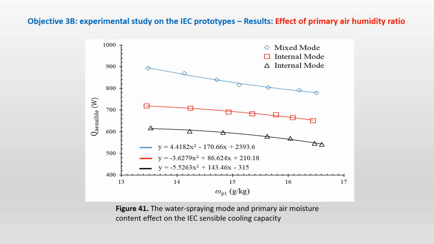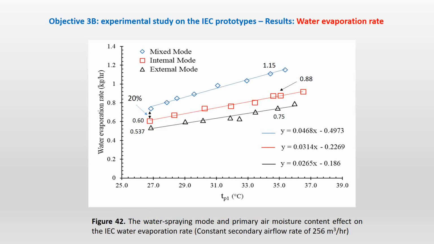So actually, if I calculate, the total Q is going to go up. Each time I increase the humidity, I'm going to have QL higher than the increase in total Q, and thus reducing the Q sensible. Now, the water evaporation rate: I just checked the effects of the temperature of the primary air on the water evaporation rate, and I can see that the limit of 1.15 liters per hour is within the acceptable limits. So I'll jump to the CFD modeling and validation.